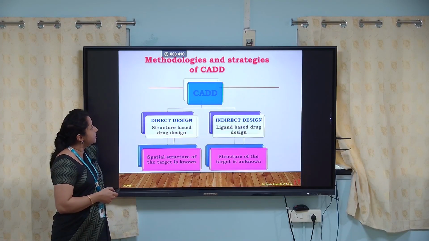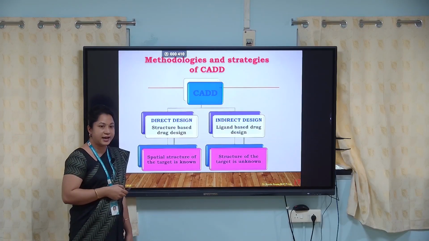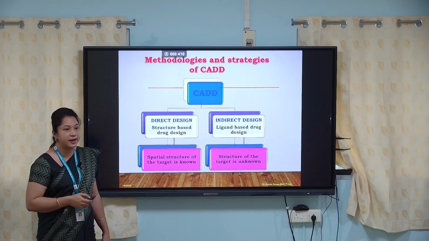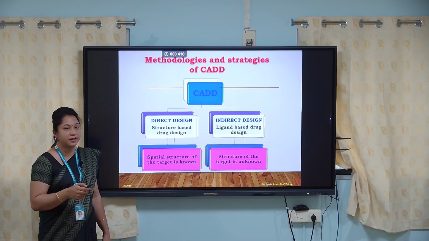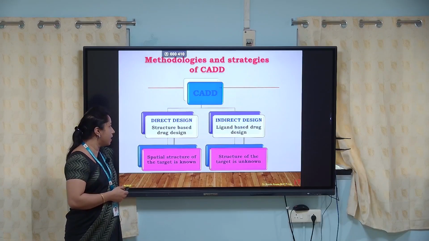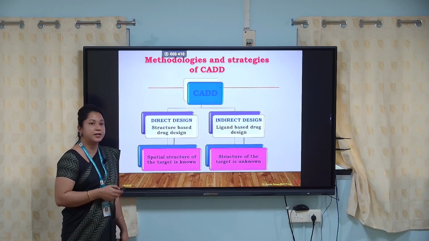Next, the methodologies used in CAD. There are two types of drug designing available. One is the direct design, another one is the indirect design. So while moving for the direct design, the disease structure, that is the gene which is responsible for that particular disease, is known. So this is called structure-based drug design, that is the spatial target is known.